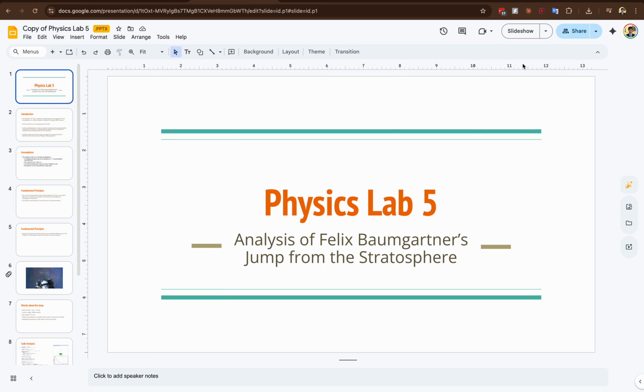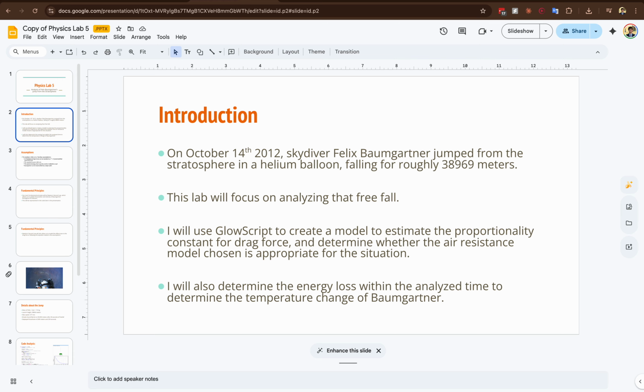I'm going to be presenting a computational analysis of Felix Baumgartner's historic jump, where he broke the sound barrier in 2012. On October 14th, 2012, Baumgartner went up in a helium balloon and entered a free fall from nearly 39,000 meters. This lab will analyze the mechanics of that descent.